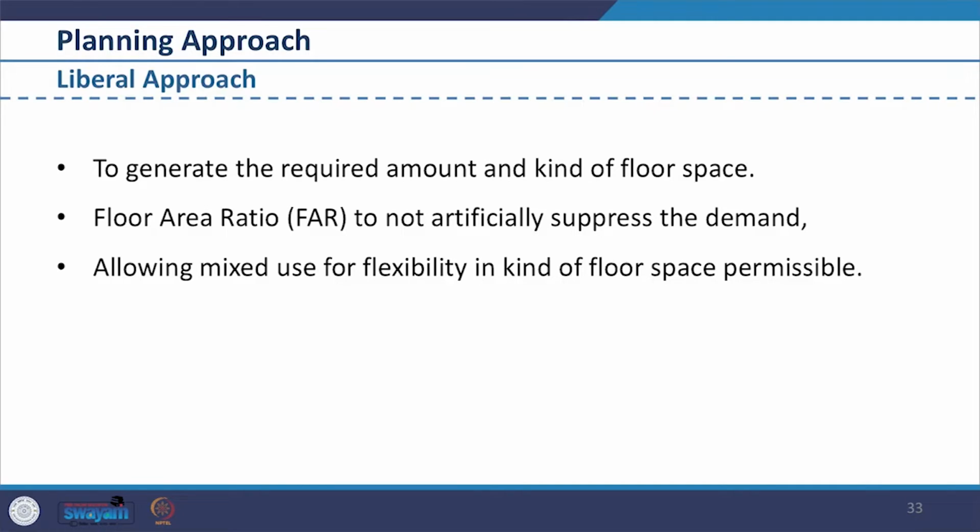Further, the development plan adopts the liberal approach. So, we are looking at the concept of how they want to go about it. The liberal approach means allowing the market to generate the required amount and kind of floor space as long as it is not detrimental to the health and safety of the people. This means allowing a sufficiently high floor area ratio (FAR) to not artificially suppress the demand, and allowing mixed use to allow flexibility in the kind of floor space permissible.